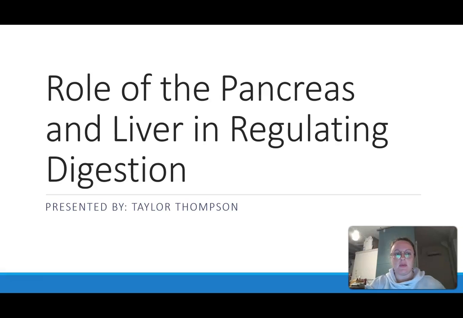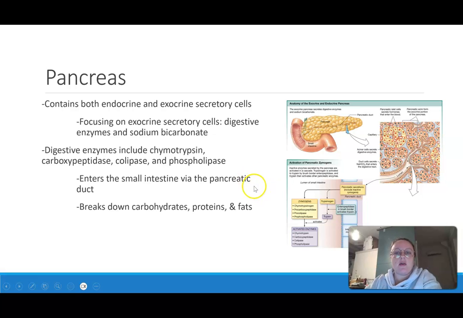So today I will be talking about the role of the pancreas and liver in regulating digestion. So we'll start with the pancreas. You'll notice here how close the pancreas is in relation to the small intestine, and this comes up later.